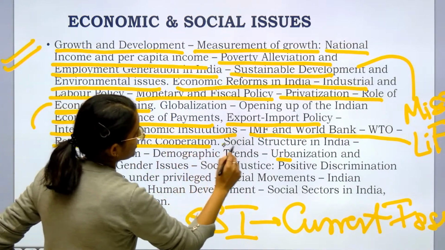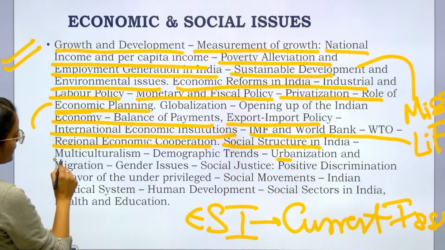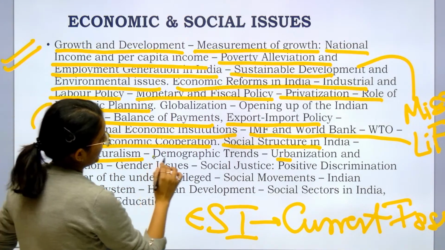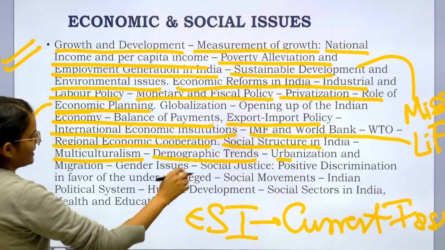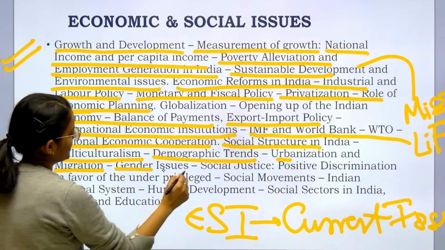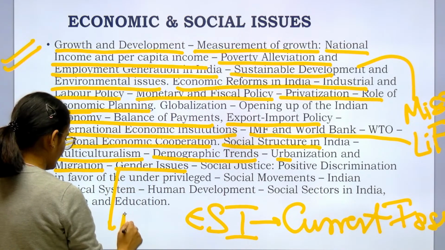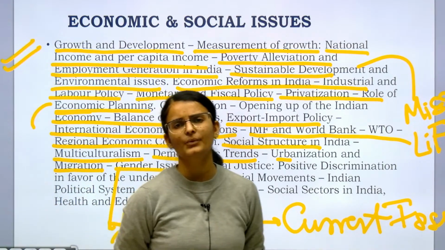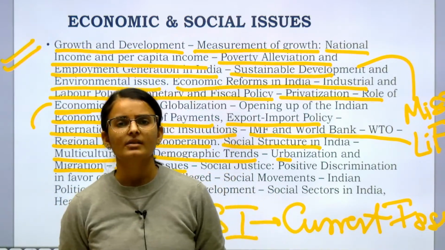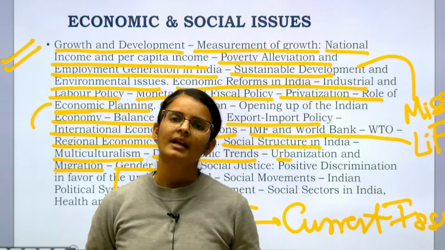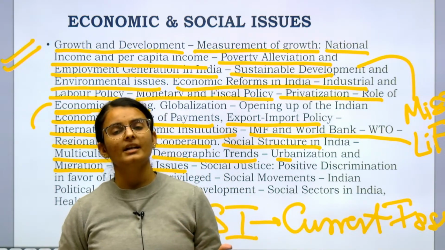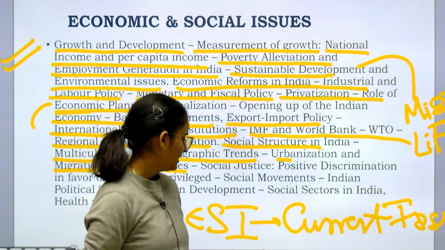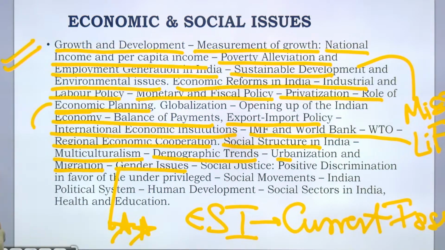Regional economic cooperation, social structure in India, multiculturalism, demographic trends, urbanization, migration, gender issues is one of the favorite topics of RBI for phase 2. I've seen, in 2023 phase 2 also there was a paragraph given, and we needed to identify the report, the gender gap report. Okay, a question on the gender gap report was there.